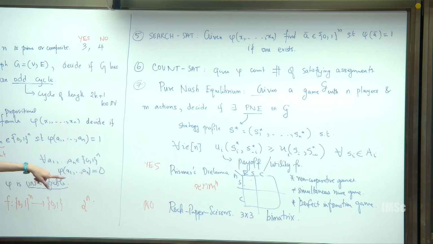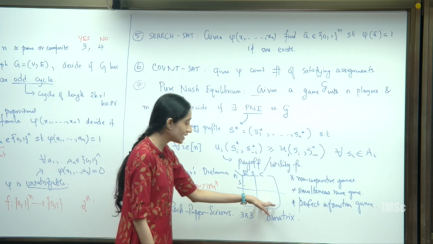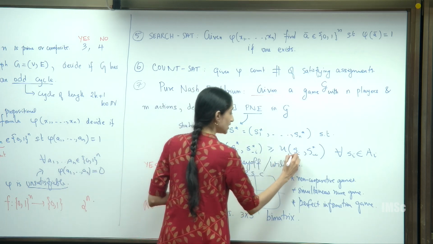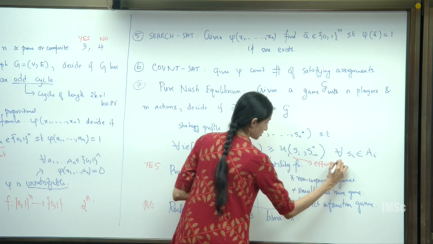It's going to take a lot of time to even read the input. Well, if he reads the input, he can actually find the equilibrium. He can scan through the table and look at every possible strategy. This requires that the utility function is efficiently computable, for whatever that means.